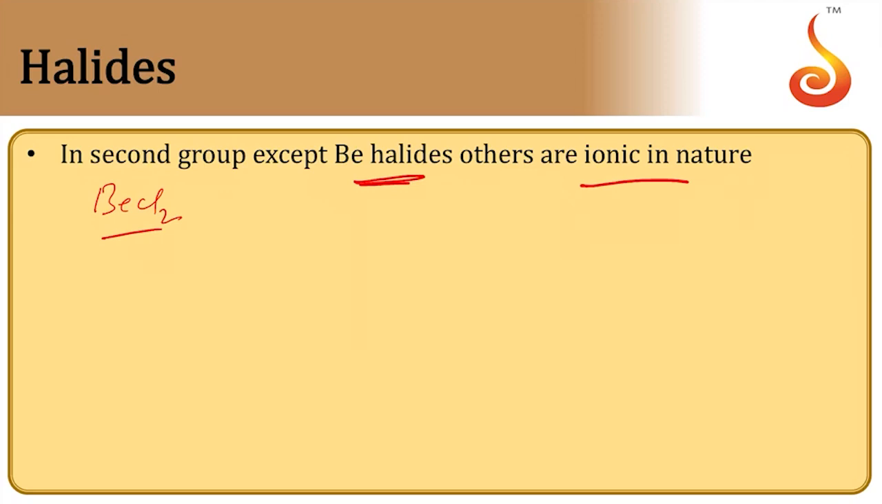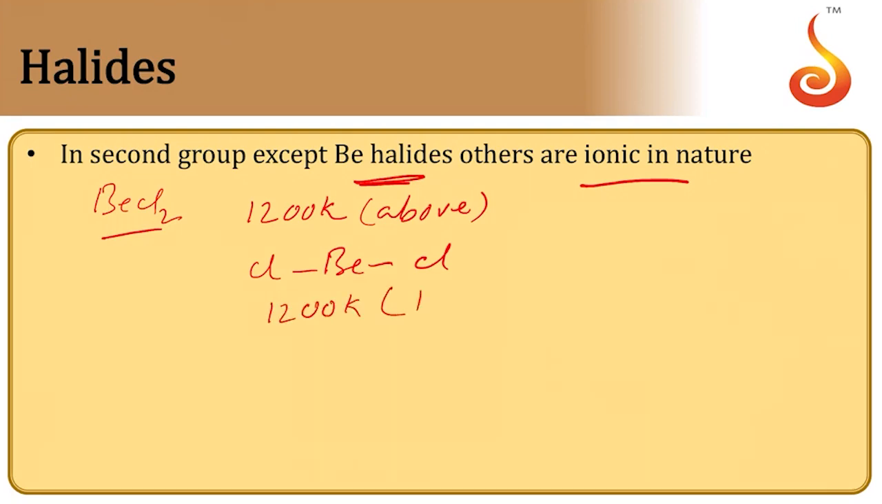When you take BeCl2 in vapor phase above 1200 Kelvin, the molecule exists as a monomer. If it is below 1200 Kelvin in vapor phase, it exists as a dimer molecule. It is below this, it exists as a dimeric structure. So the structure comes like this.